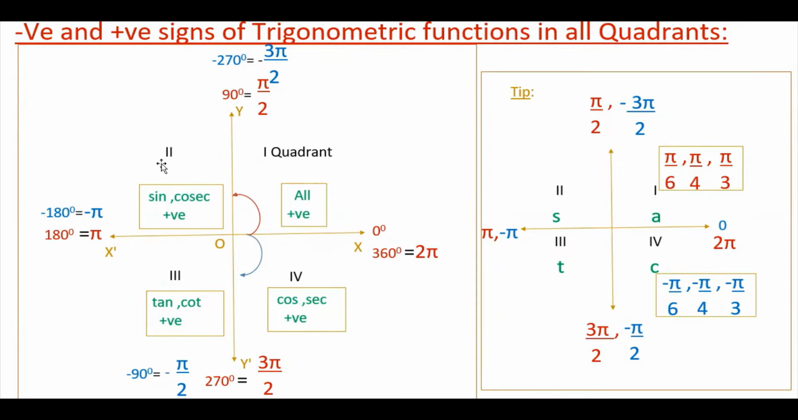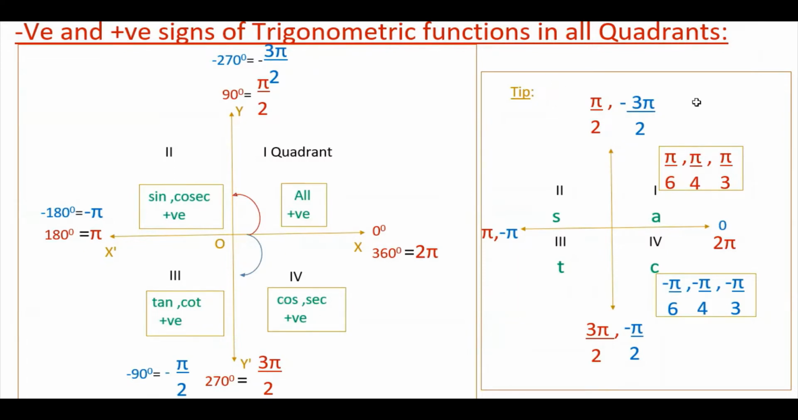And we know that these are all quadrants: first, second, third and fourth. In the first quadrant, all are positive. That means all trigonometric functions have positive sign only. In the second, sine and cosecant are positive, remaining all are negative. In the third quadrant, tan and cot are positive, remaining are negative. In the fourth quadrant, cos and secant are positive, remaining all are negative.